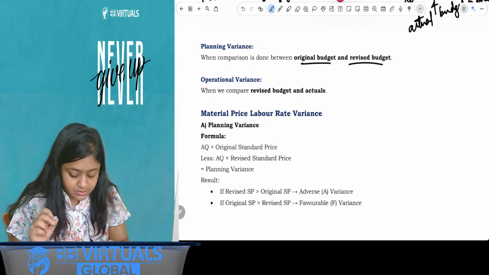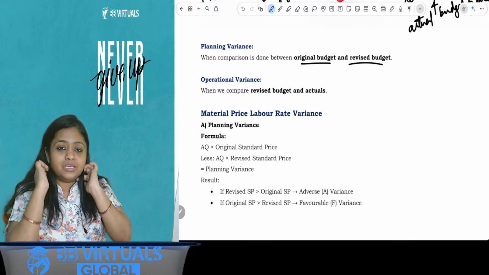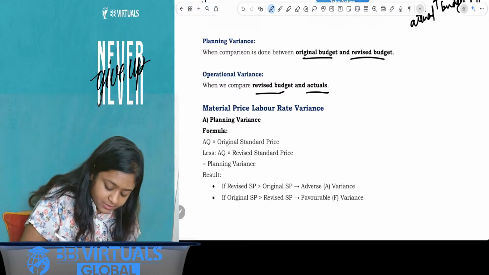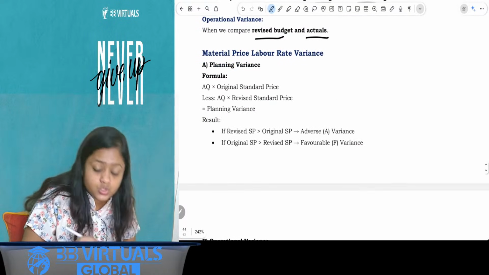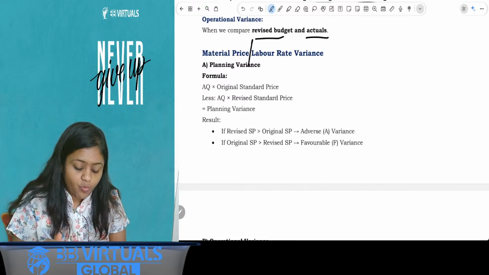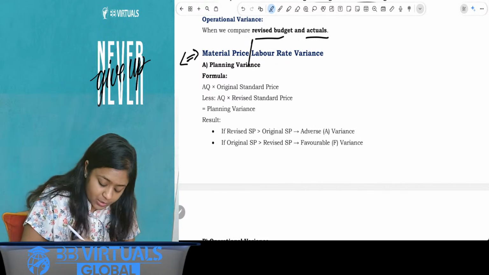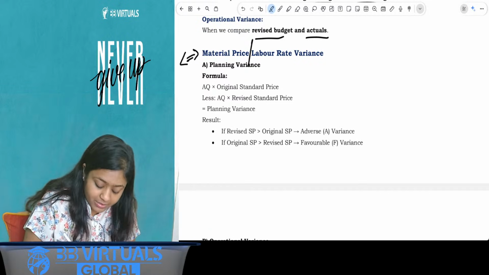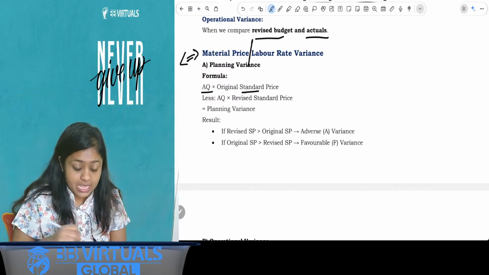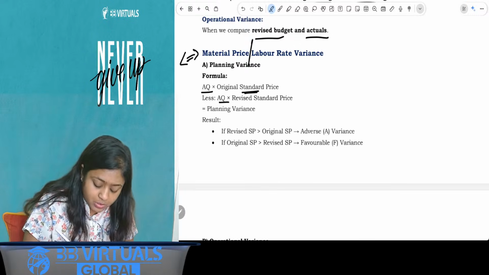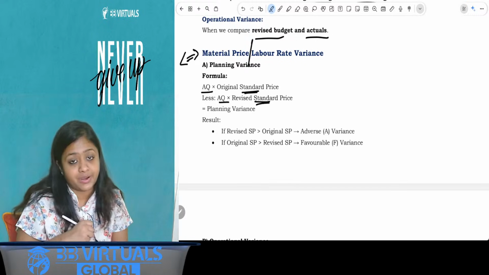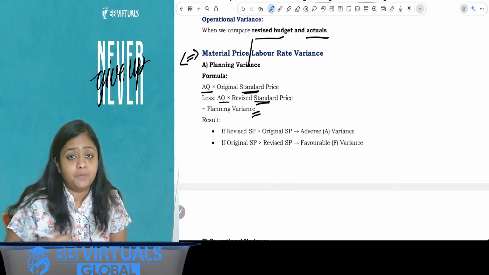Now let's say you calculate material price or labor rate variance. In both these cases, you will have the same treatment. So how would you calculate a planning variance, guys? I'm sure now you know that we will take the actual quantity and the original budgeted price. Then we will compare it with the actual quantity and the revised budgeted price. This is how I'll get the planning variance.